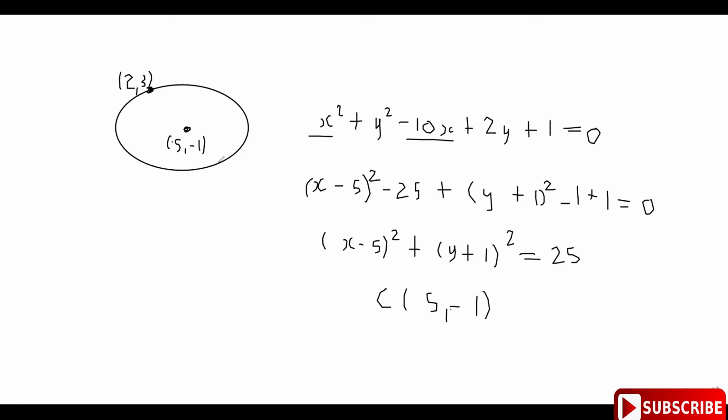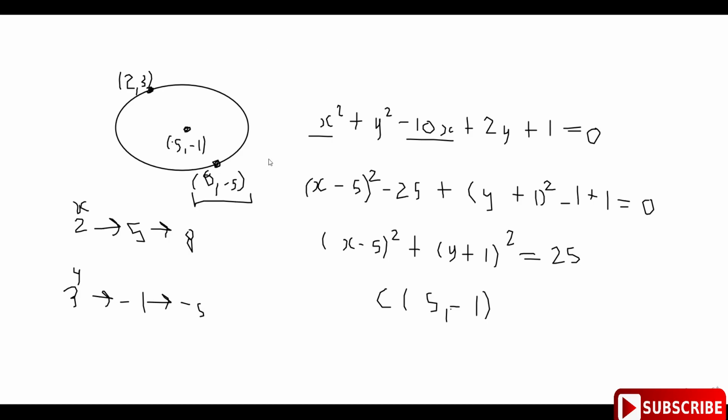And so the other endpoint of the diameter is going to be, looking at it, to go from 2 to 5 on the x-axis, the next value must be 8. And then on the y, we go from 3 to minus 1, so the next y value must be minus 5. That is our next stop. And so the coordinates of the other endpoint is 8, minus 5. Easy.